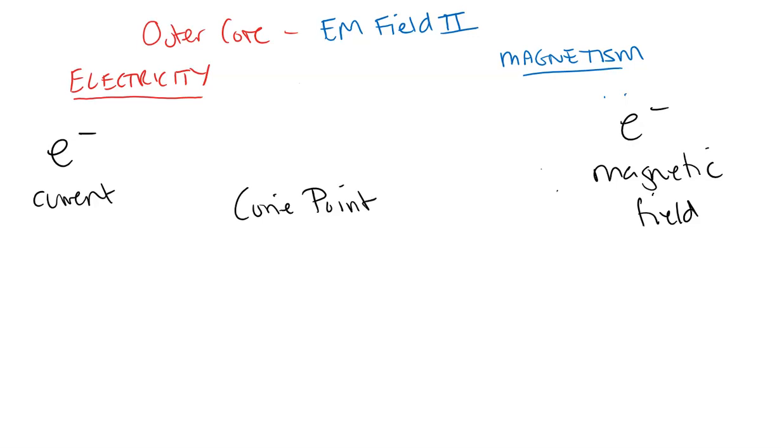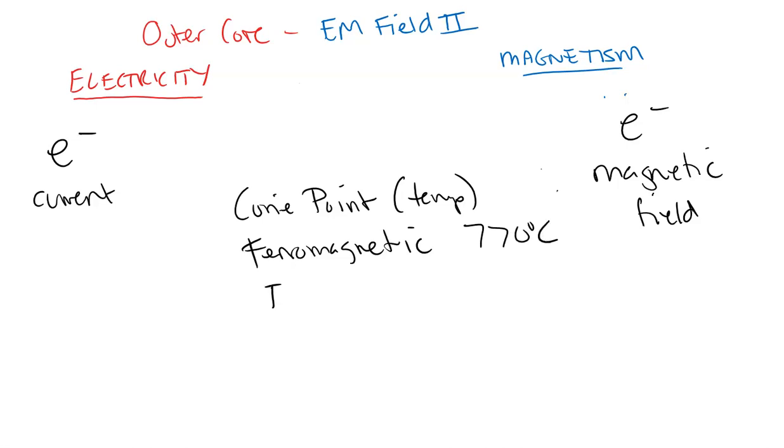The Curie point is the temperature at which naturally occurring magnetism from ferromagnetic elements or materials gets diminished. So it is 770 degrees Celsius. Now, iron's melting point is a lot higher. So we know that a partially melted iron stops being magnetic at 770 degrees.